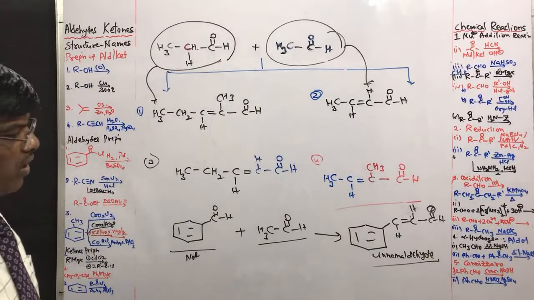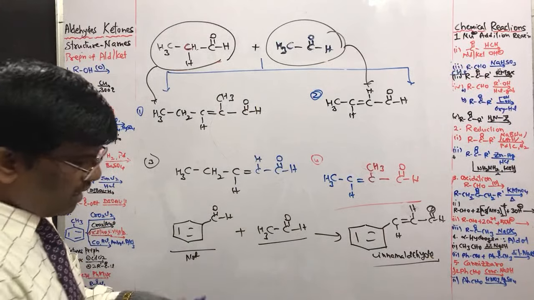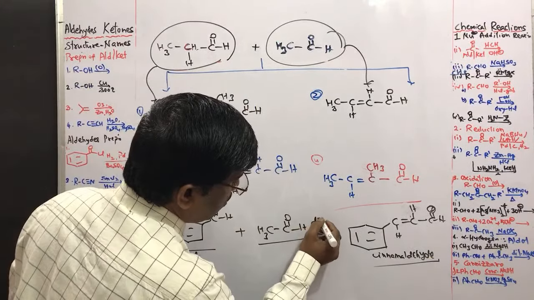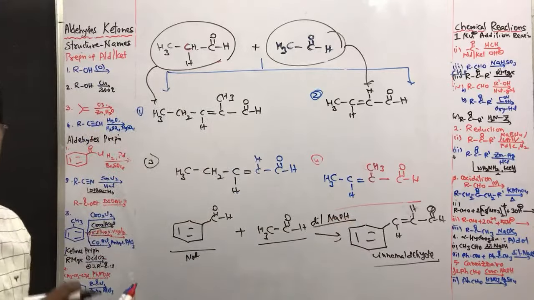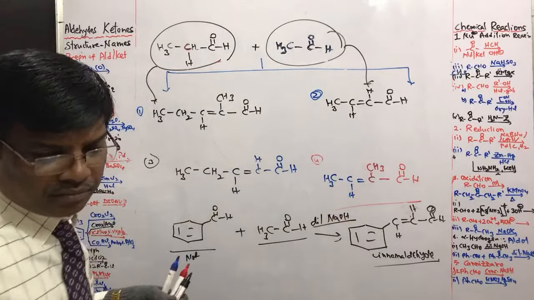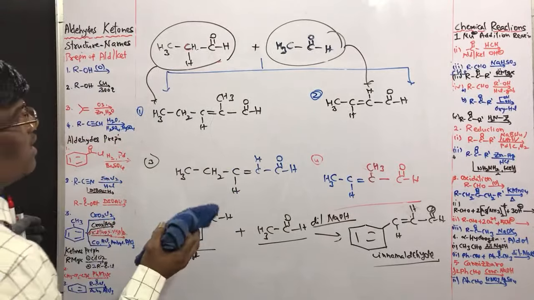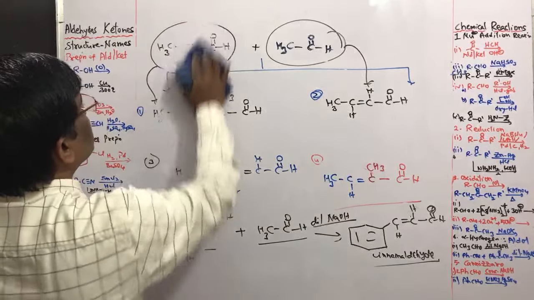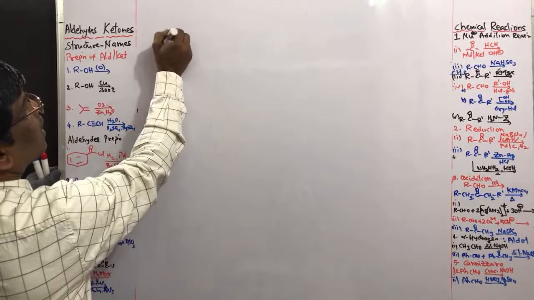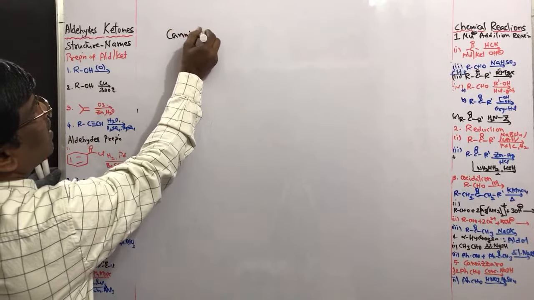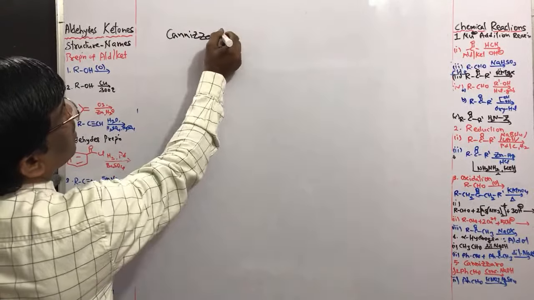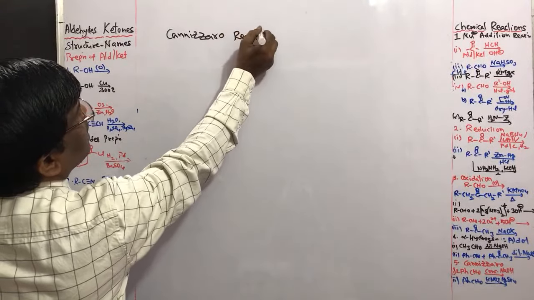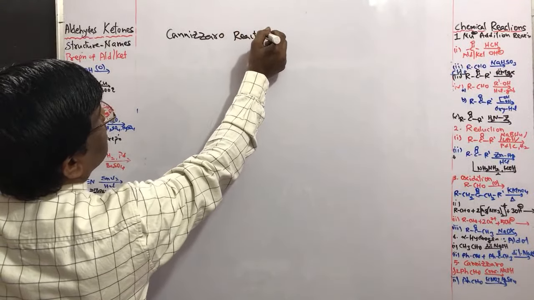Yes, students. Next, the Cannizzaro reaction. In the Aldol reaction, what is the base? Dilute NaOH we are using. Dilute means a very weak base. If I use a strong base, what is going to happen? Cannizzaro reaction. The spelling is C-A-N-N-I-Z-Z-A-R-O.